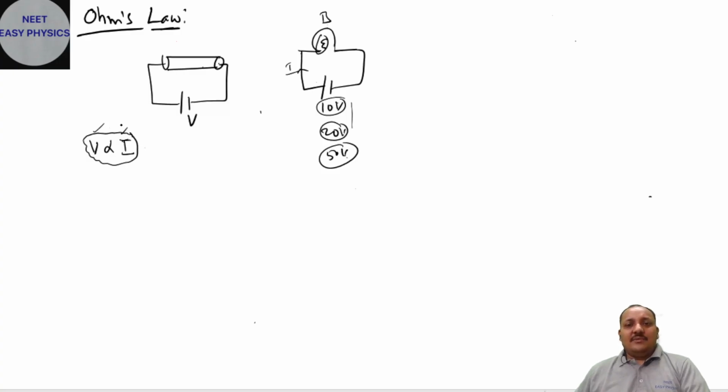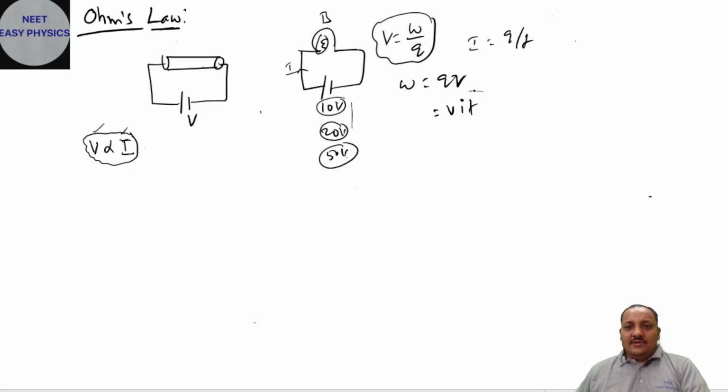Voltage is always directly proportional to current because charge is going to be shifted. The work done to bring the charge, in the electrical energy case, gives V equal to W by Q, so W is equal to QV. I is equal to Q by t, therefore W is equal to VIt. This is nothing but the electrical energy equation.